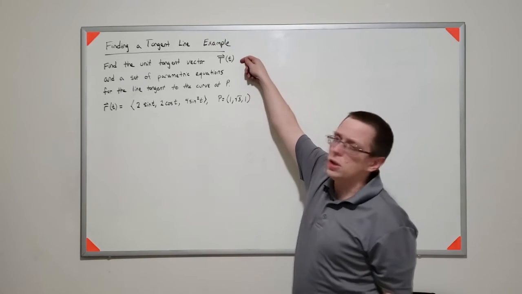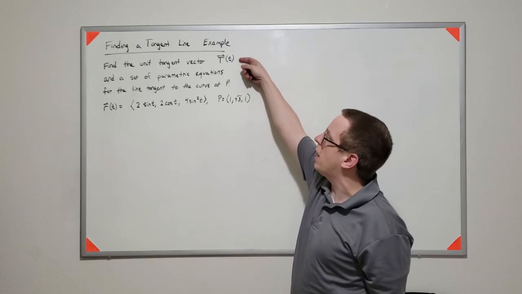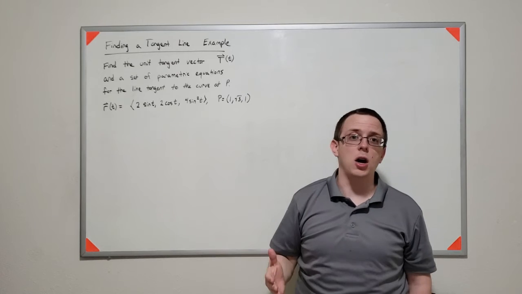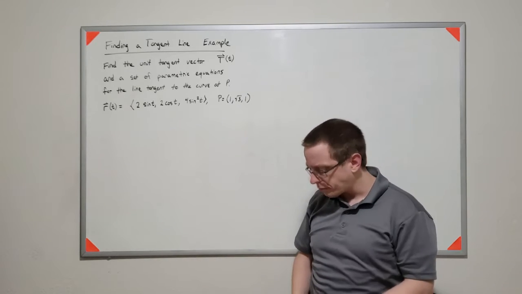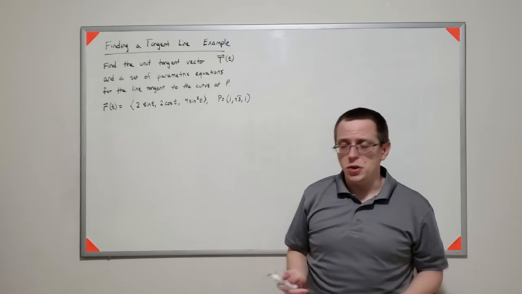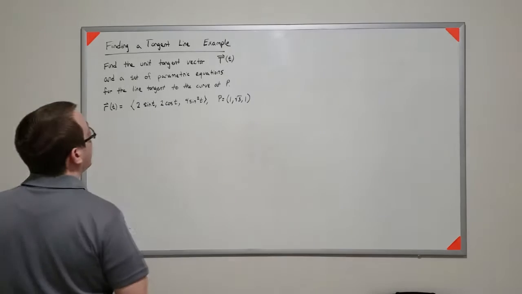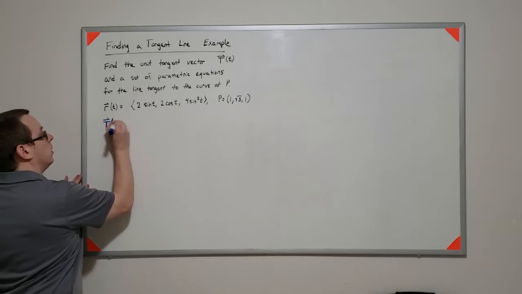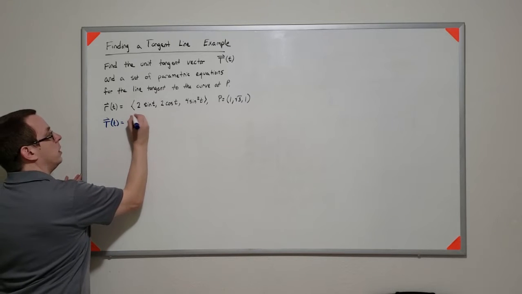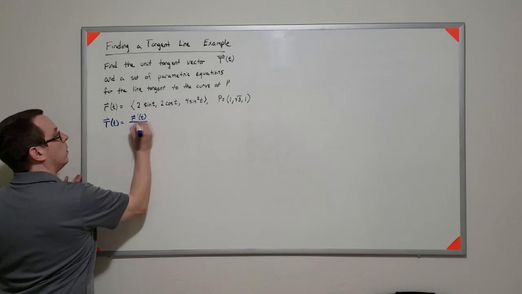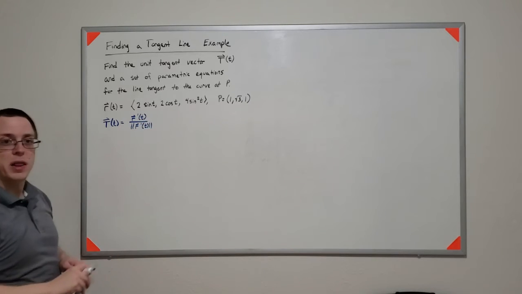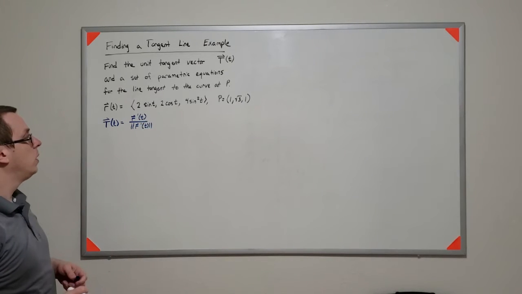Notice in this particular case, we're not finding T at a particular value for this part of the question. So we're going to have to go through the entire process to get it. Well, let's just get to it. Remember that T of t is r prime divided by the magnitude of r prime.